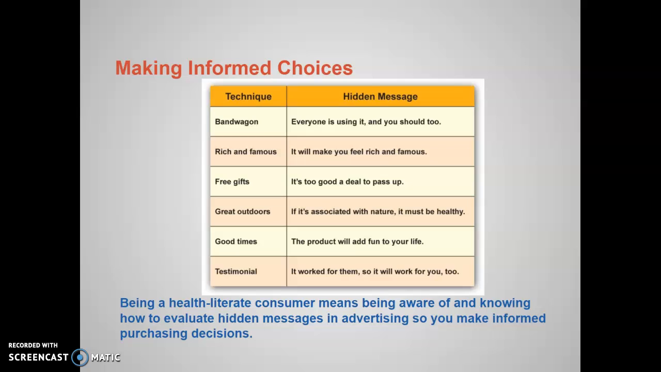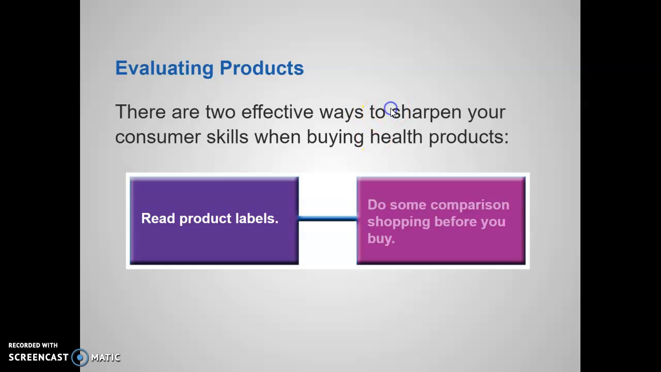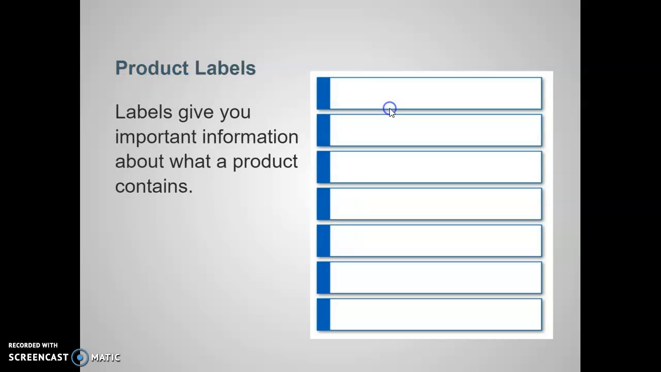So being a health literate consumer means being aware of and knowing how to evaluate hidden messages in advertising so you can make informed purchasing decisions. Now, evaluating products. There are two effective ways to sharpen your consumer skills when buying health products. First thing, read product labels. So we'll definitely be getting into this when we get into nutrition and reading the food labels. Second, do some comparison shopping before you purchase something.